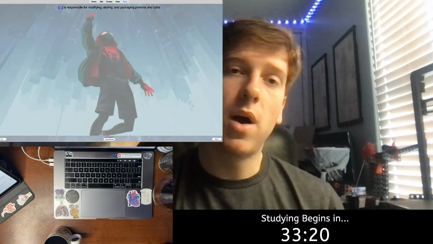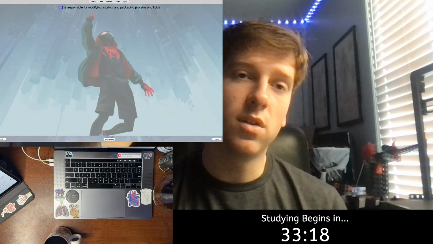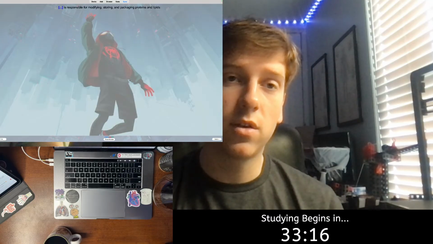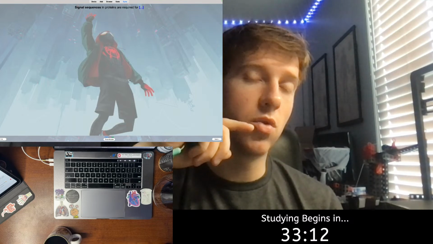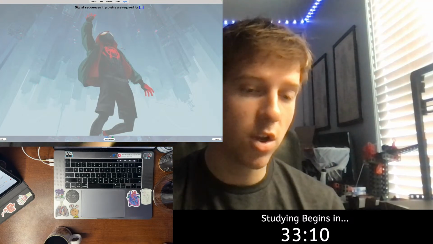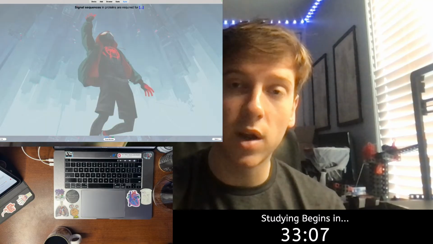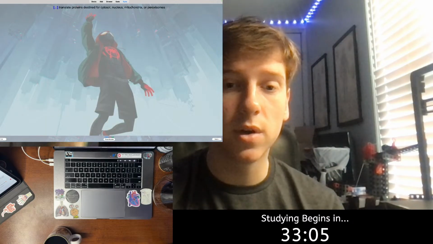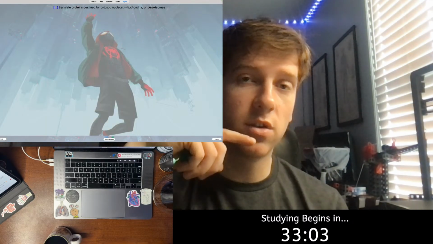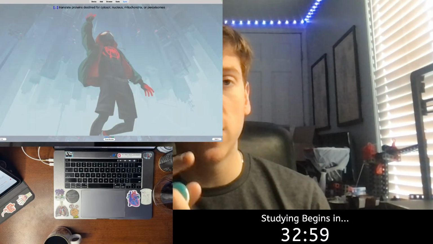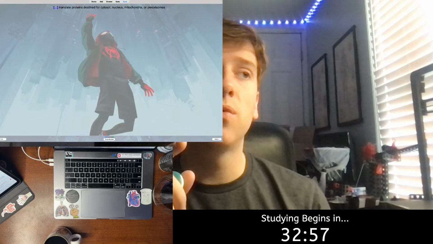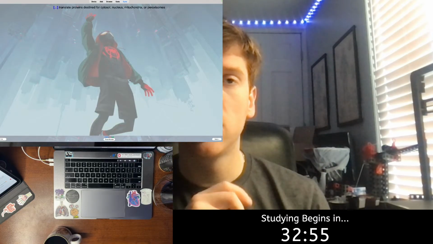Blank is responsible for modifying, storing, and packaging proteins and lipids. So this is going to be your Golgi apparatus. I got that wrong earlier. I'm ashamed of that. Signal sequences and proteins are required for translocation into organelles or out of the cell. Important to organelles, very good. Blank translate proteins destined for cytosol, nucleus, mitochondria, and peroxisomes. So these proteins are translated by free ribosomes.